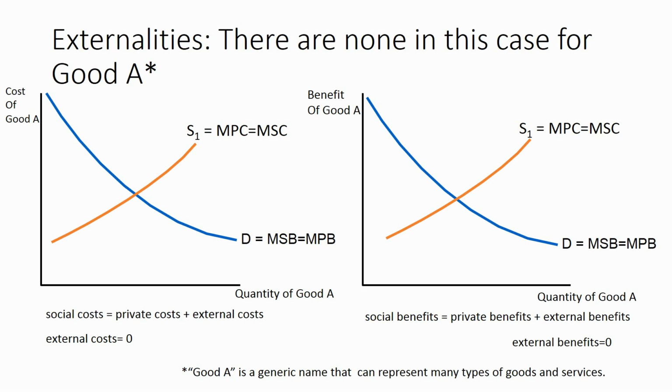In this example, there are no externalities because marginal private cost equals marginal social cost, so there's no additional cost here, and marginal social benefit equals marginal private benefit. Social cost is equal to private cost plus external cost. In this example, there are no external costs. This is the quantity chosen here. There are no external benefits. So this is the case where the choice of quantity of good A has no negative or positive externalities.